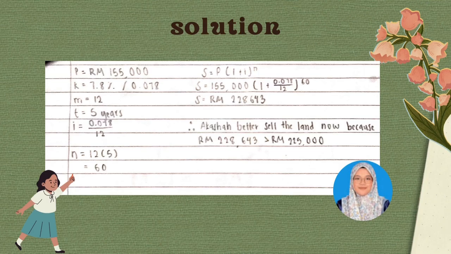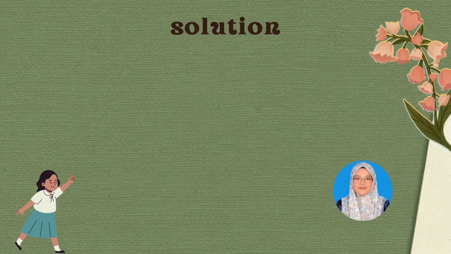The formula that we're going to use for this question is S equals P times the quantity 1 plus i raised to the power of n. To substitute the listed information into the formula, you have to replace each variable with its corresponding value. Just press the calculator to simplify the equation step by step to calculate S, the future value. You will get an answer of 228,643 ringgit. The question asks for advice, so Akasha better sell the land now because 228,643 ringgit is bigger than 225,000 ringgit.